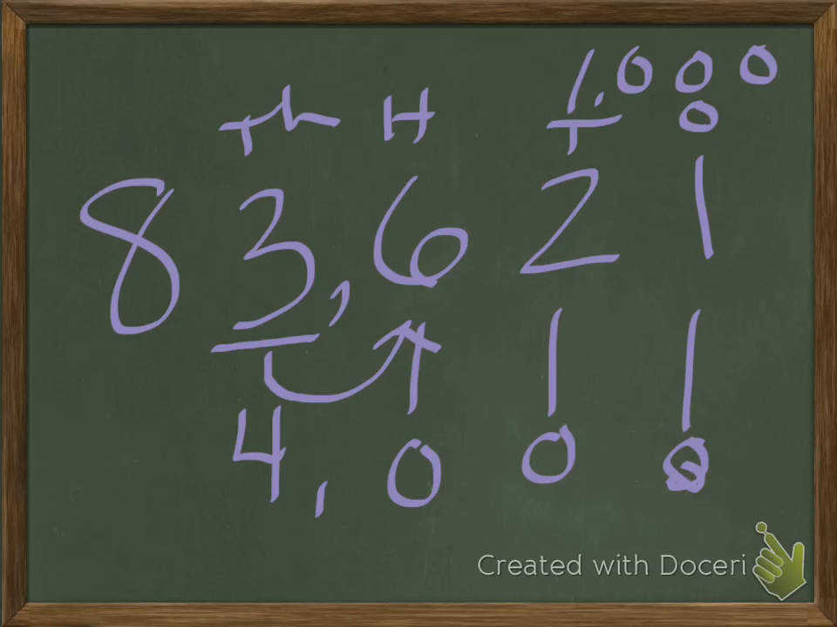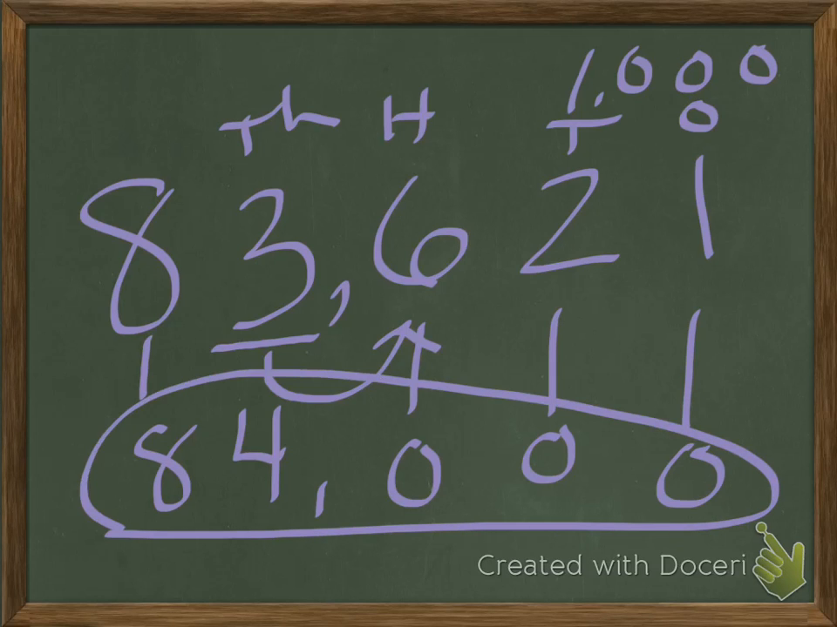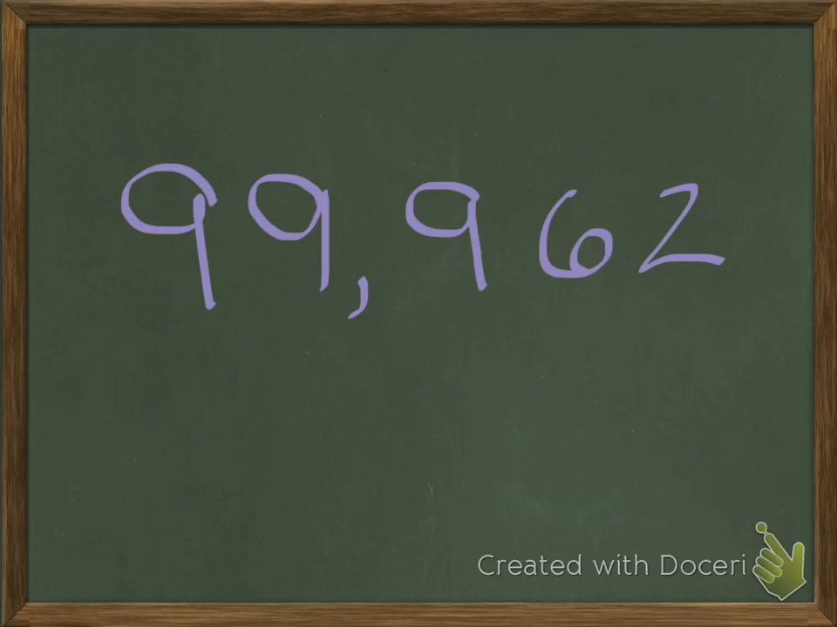But don't forget to bring down that 8. That's a problem that a lot of students make, is they forget to bring down all the other numbers to the left. So our answer is 84,000. Okay, this is the last practice problem, and it's a tricky one.